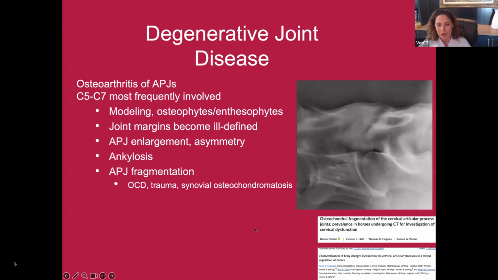We can see things like modeling of those joints, enlargement of the articular facets. I always think it looks like somebody took their thumb and mushed it right there on the articular surface here. So they'll look big and ill-defined, and we'll get proliferation. If it gets bad enough, these things can ankylose, just like other joints, and they can certainly get fragmentation due to things like OCD, trauma, or synovial osteochondromatosis in the joint, so they can get little fragments in the joint.